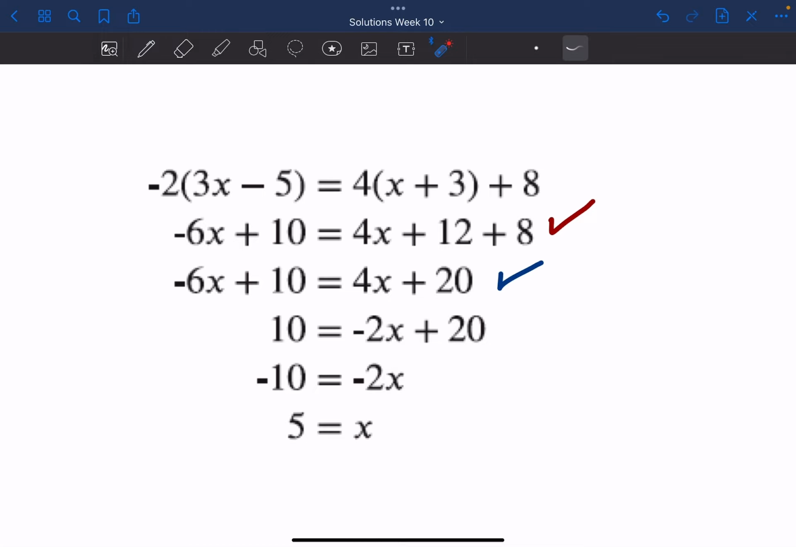Let's, I think I see his mistake. So 10 stays the same, 20 stays the same, but it's our variables here and their coefficients that change. Now, it looks like he was maybe trying to take this negative 6x and get rid of it, but it then looks like he subtracted 6x from this, when he should be adding 6x to both sides.